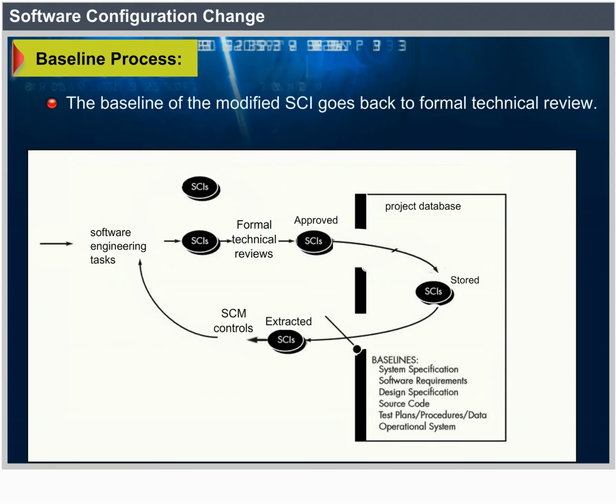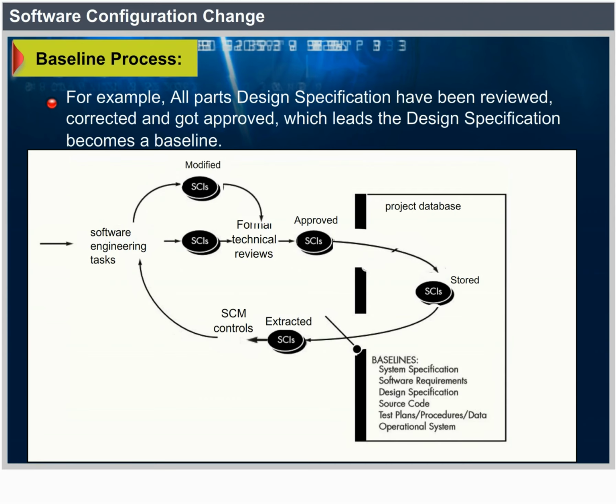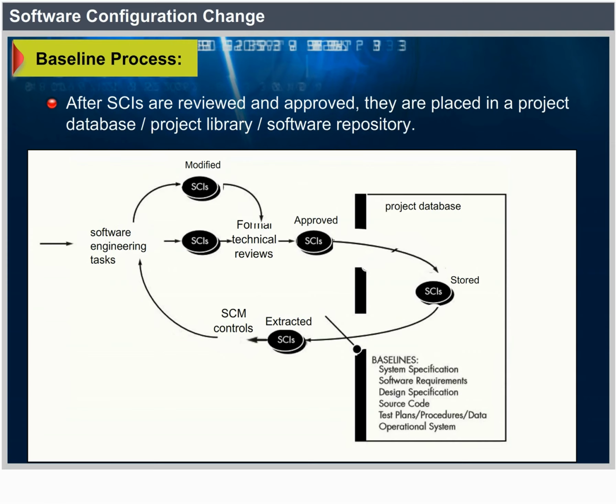For example, all parts of design specifications have been reviewed, corrected, and then approved. The design specification becomes a baseline. After SCIs are reviewed and approved, they are placed in a project database, or project library, or software repository.